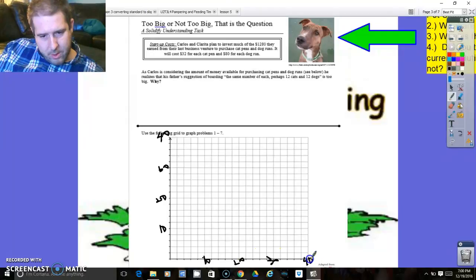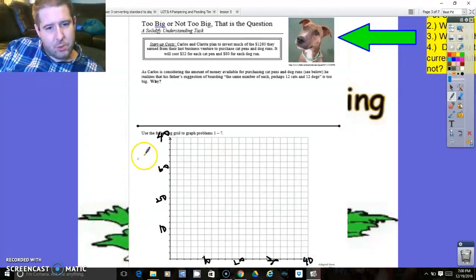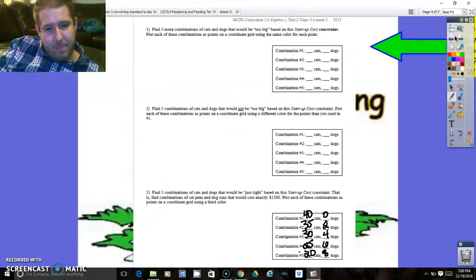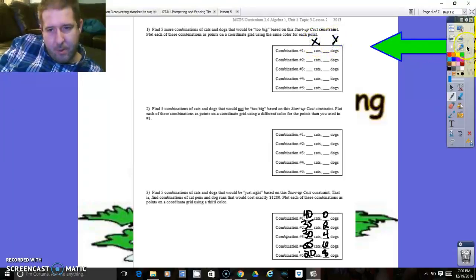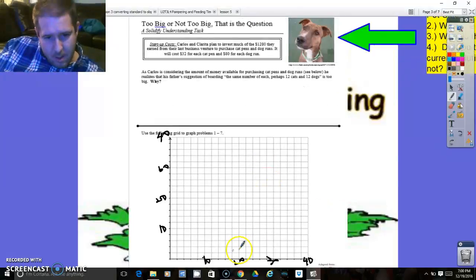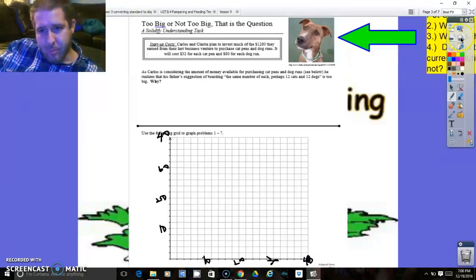Pen's not writing too well here. And there's 40. I think I've been doing it opposite of this, but I guess we can stick with this. Cats is X and dogs is Y. I thought I'd been doing it the other way around. So that's going to be 40 cats, 0 dogs. 40 cats, 0 dogs would be right here.